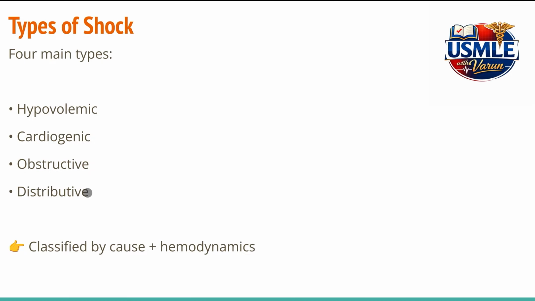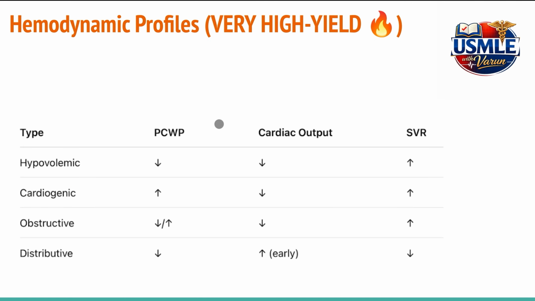So this distributive shock is also associated with disseminated intravascular coagulation, or DIC. Each type has a distinctive pattern of pressures, cardiac output, and vascular resistance, which we're going to study in the next slide. In this slide, we're going to study how the pulmonary capillary wedge pressure, the cardiac output, and the systemic vascular resistance vary in these four types of shock.